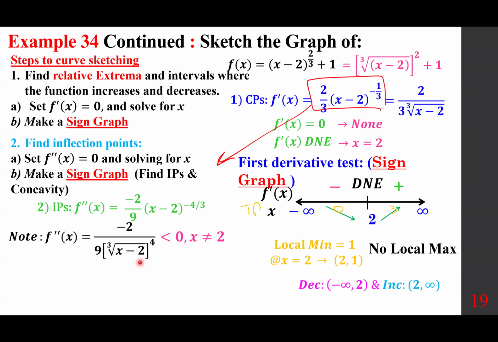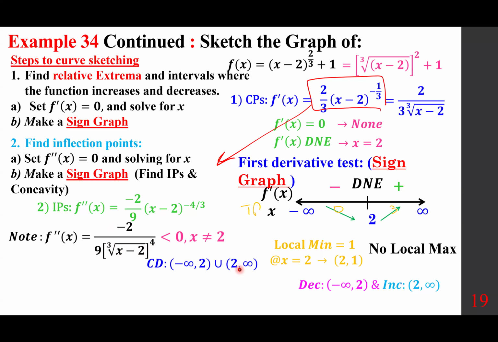Why is that? If you look at the denominator, except 2, if you pick any number, the cube root becomes positive or negative, doesn't matter. The exponent 4 makes it positive. This is positive. 9 is positive. This negative 2 makes it always negative. So it's always concave down. Do we write it from negative to positive infinity? Absolutely not. We write from negative infinity to 2, union 2 to infinity.